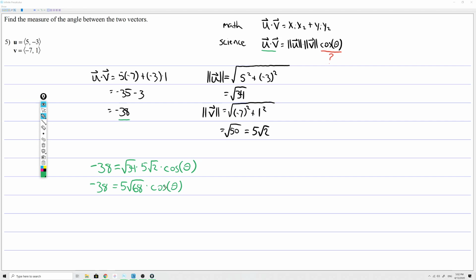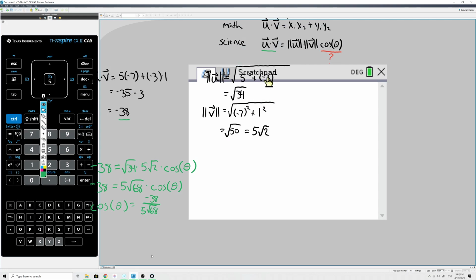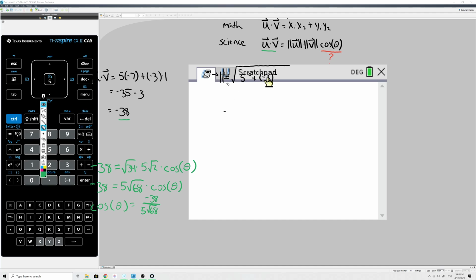So let's get cosine theta by itself. I just have to divide by 5 square root 68 on both sides. So we have cosine of theta is negative 38 over 5 square root 68. At this point, we're going to go to our handy-dandy calculators, and we'll finish solving the equation there. Let me erase some of this work that we don't need anymore, so you can see the calculator screen.